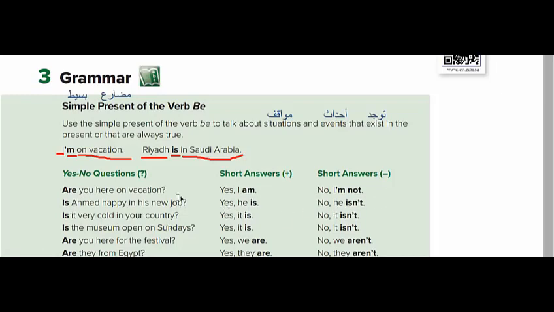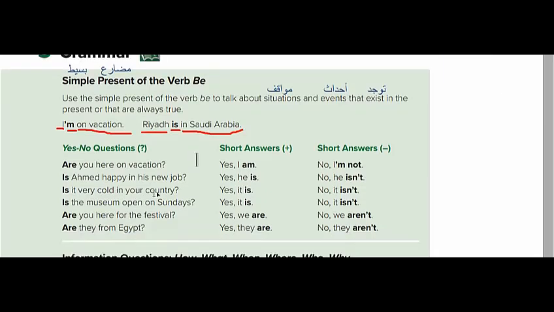It is very cold in your country. كيف حولناها لسؤال؟ أصبحت Is it very cold in your country? Give it an intonation of a question. أعطوها نبرة سؤال. Is it very cold in your country? Yes, it is. Or no, it isn't. طبعا الجواب إما yes أو no. It can't be both of them. Either yes or no.